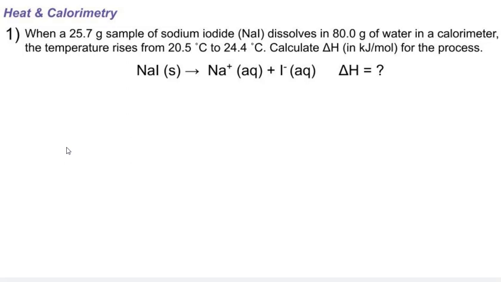We first need to use Q equals mc delta T, to figure out the amount of heat energy that's given off by this process. This is going to come out in joules because the specific heat of liquid water that we have is 4.184 joules per gram degree Celsius.